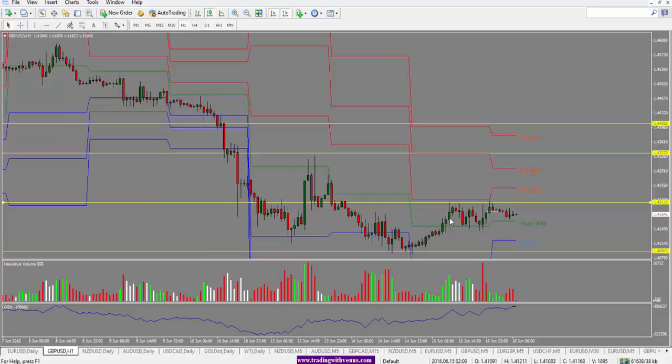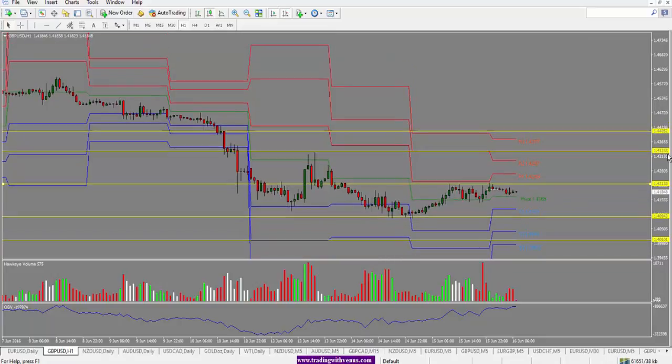Looking at the 1 hour chart here, we see it trading below the 1.4200 level. It has not been able to hold above. If it does break above 1.4200, this 1.4330 level will come into play, and that's where we would target this move. However, at this point, if it stays below 1.4200, we're looking for a move to the downside. And if it breaks below 1.4100, then we are looking for a target of 1.40.